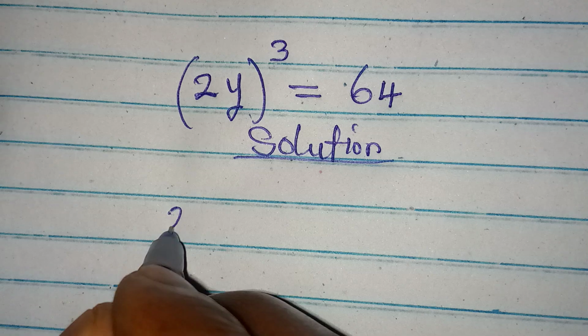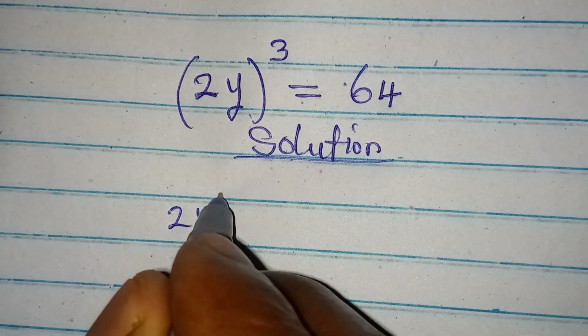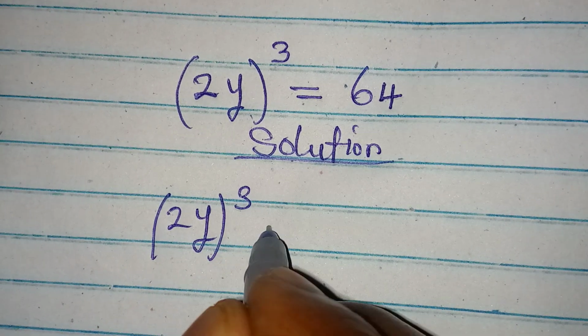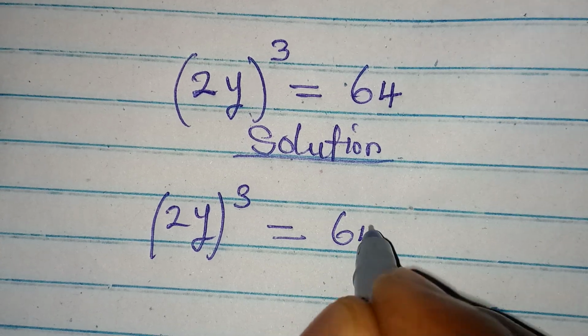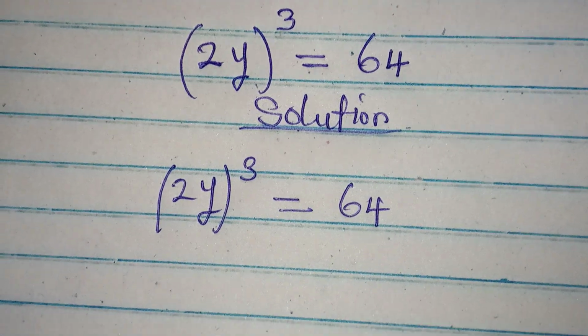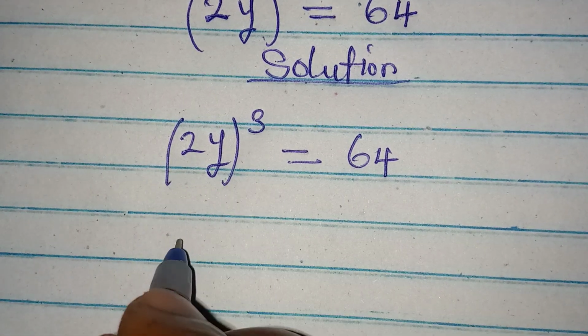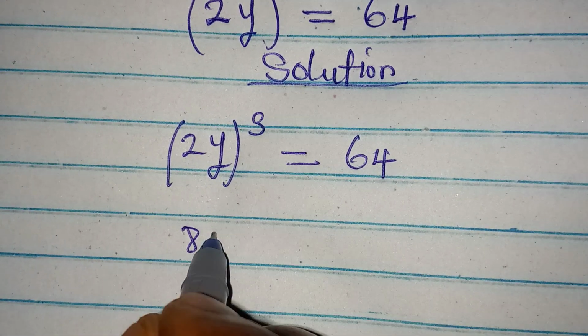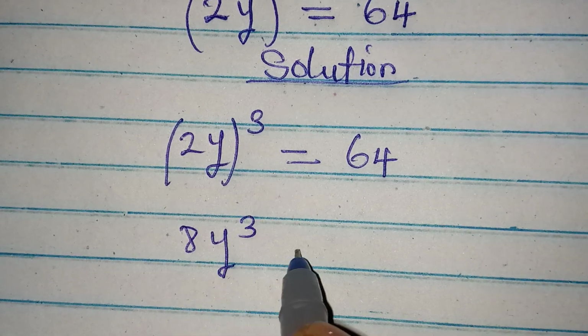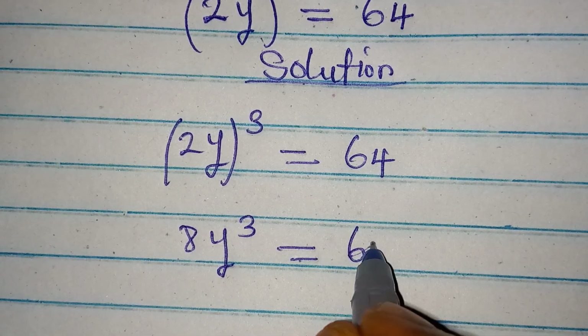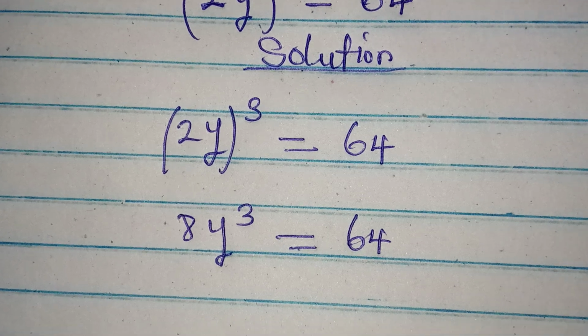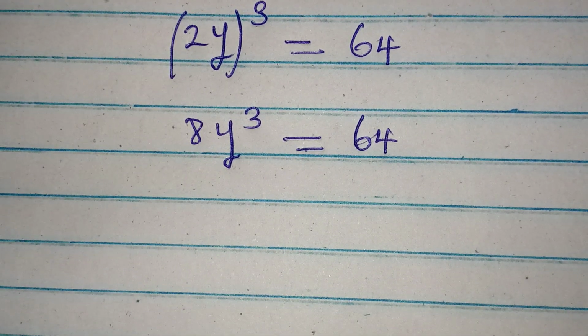We have 2y to the power of 3 equal to 64. And by the way, this is very simple because 2 to the power 3 is 8. Then we have 8y to the power of 3 being equal to 64. And now what can we do? Divide both sides by 8, right?